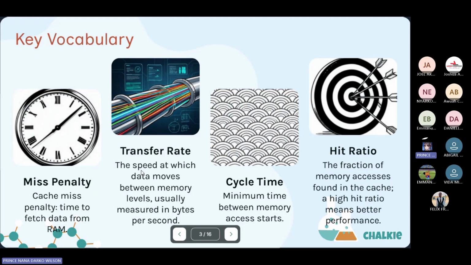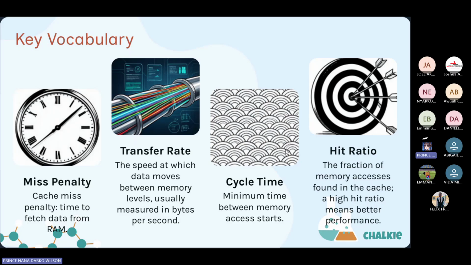And we have the cycle time. That's the minimum time between memory access starts. So the minimum time between which memory access starts. And the hit ratio is the fraction of the memory accesses that are found in the cache. A high hit ratio means better performance. So this will mean that since we have a high hit ratio, most of our data is being stored in the cache. Therefore, whenever the CPU is trying to access, we don't lose a lot of time by going all the way to the RAM. We can rather access it from the cache.